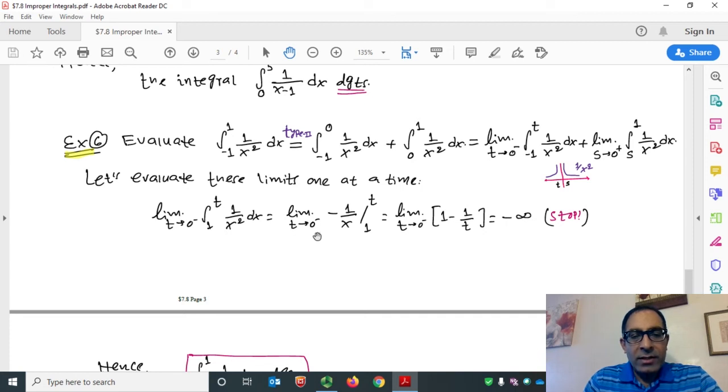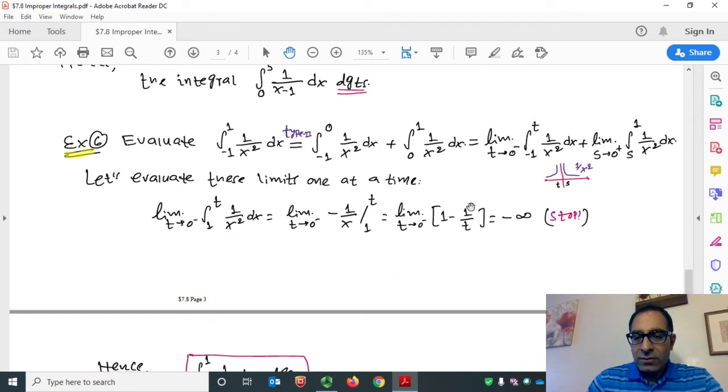Limit t tends to 0 minus, the integral of 1 over x squared is minus 1 over x, and then the limit from -1 to t. Again, copy this limit t tends to 0 minus, which means 0 from the left. So put x equals t and x equals -1. Again, I put the lower limit to take out this minus sign. So 1 over 1 is 1, minus 1 over t. And take the limit when t goes to 0.